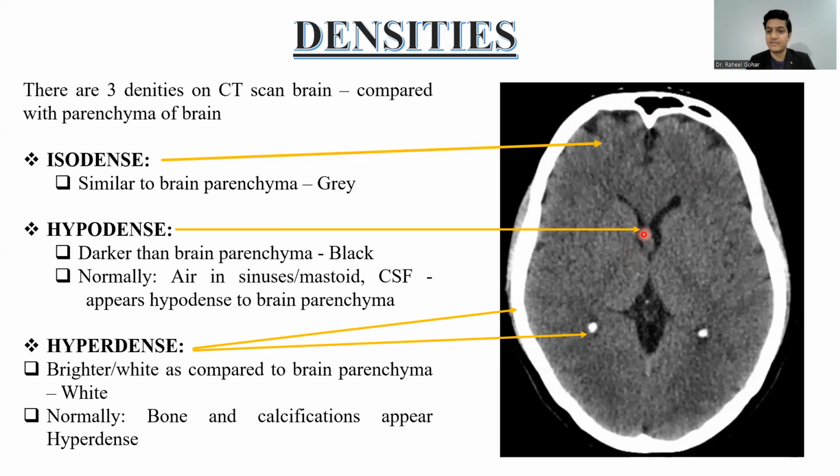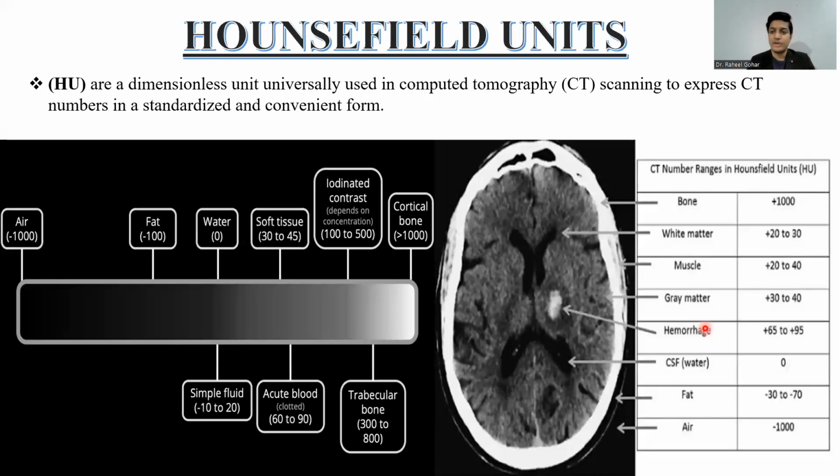So CSF, as you can see in the ventricles, and air appear hypodense. The brain parenchyma is gray in color, and finally the bone or normal calcifications inside the brain will appear hyperdense. Now moving towards different Hounsfield units. All these densities which I have talked about have a particular number assigned to them, and these are known as the Hounsfield units.